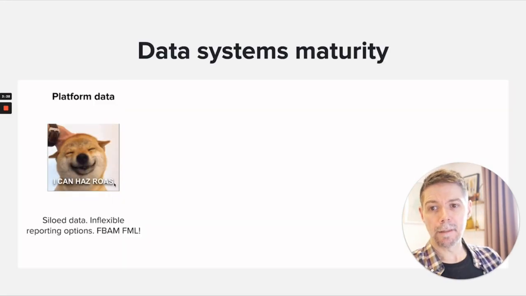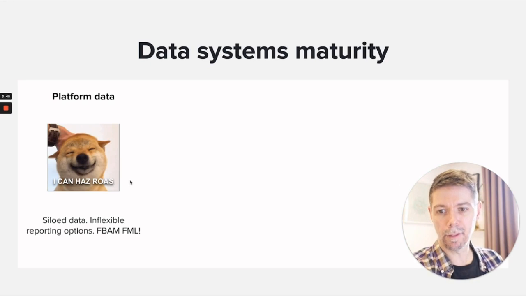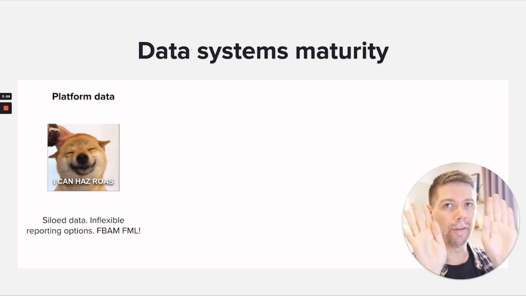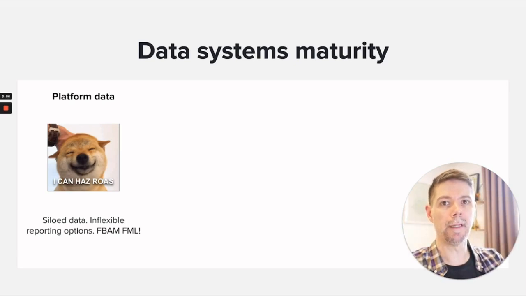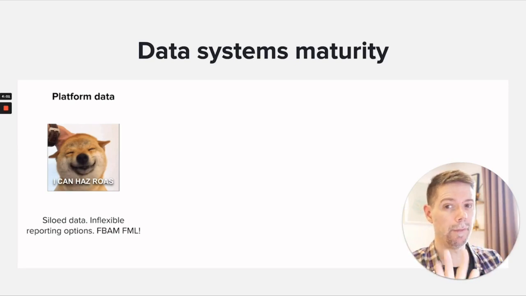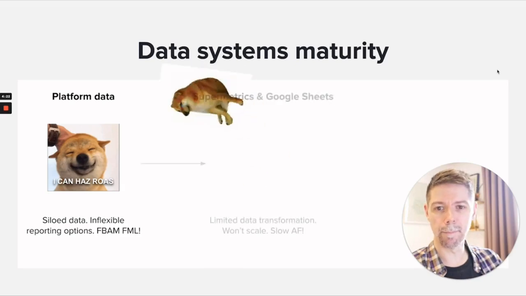So platform data is just looking inside the ad platforms themselves. So Facebook Ads Manager, Google Ads Manager, TikTok, et cetera. It's a perfectly fine place to start, but you're only looking at it through one lens and you're really blind to what's happening in the broader business by doing it that way. The reporting options are also, I would say, inflexible. Spotting trends and segmenting your data in ways that are specific to your business are difficult or impossible. And in general, those ad platforms are slow, buggy, and not much fun.